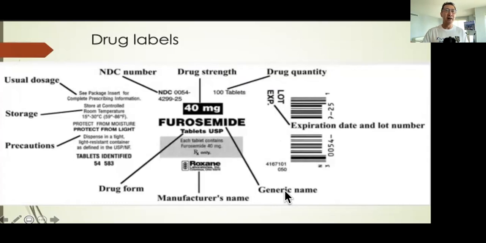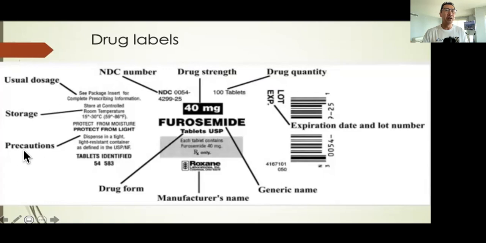If this has a brand name, it will be right under here somewhere. Lasix, furosemide, there are many names for it. The manufacturer's name is right here at the bottom. The drug form: tablet form. It could be an IV form. It could be a rectal form. I don't think Lasix comes in rectal form, but.